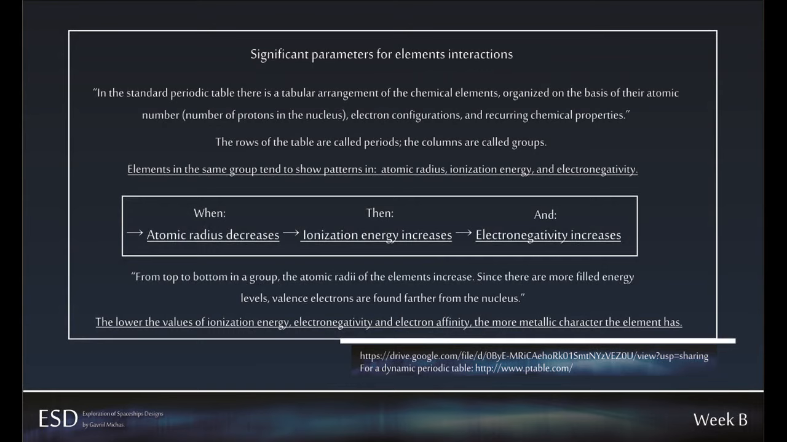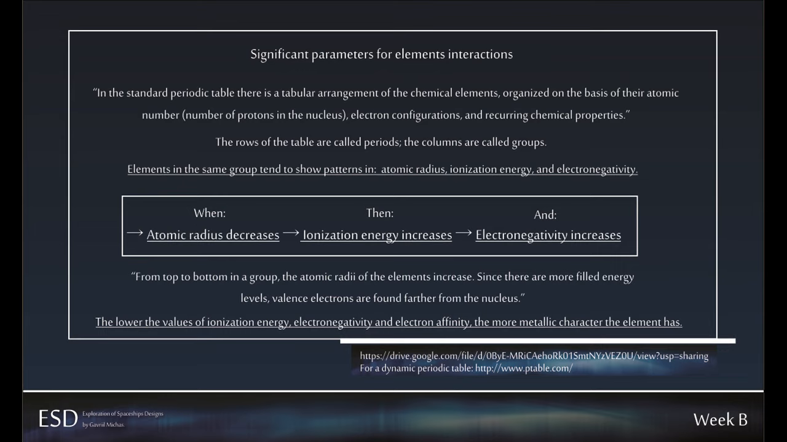In the standard periodic table there is a tabular arrangement of the chemical elements, organized on the basis of their atomic number, that is the number of protons in the nucleus, electron configurations, and recurring chemical properties. The rows of the table are called periods, the columns are called groups.